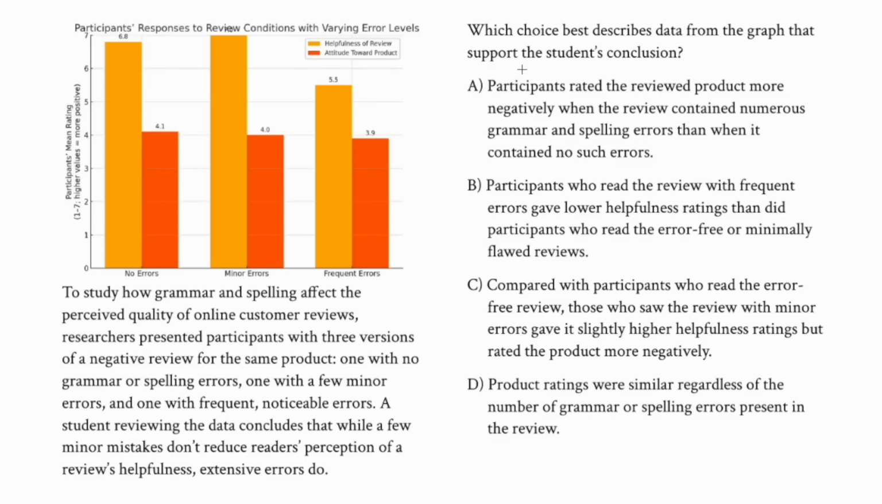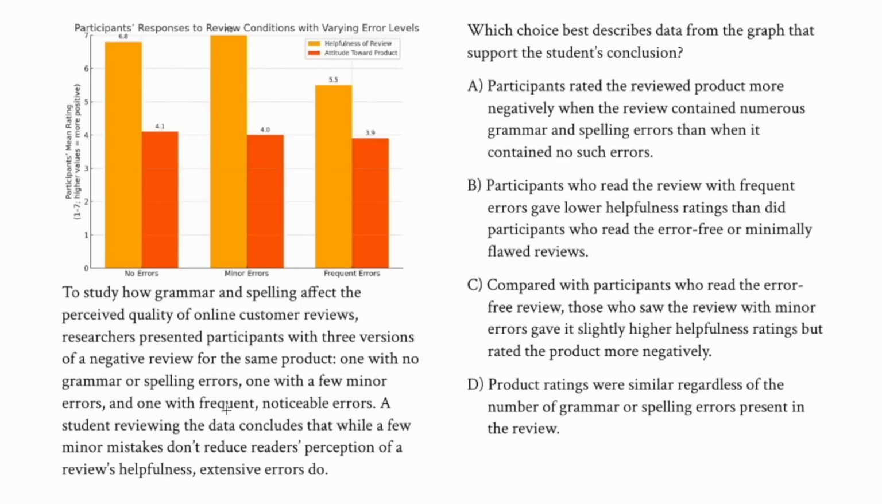And that means starting with the prompt. Which choice best describes data from the graph that supports the student's conclusion? So we'll read the passage, paying special attention to the variables involved in that conclusion. It says, to study how grammar and spelling affect the perceived quality of online customer reviews, researchers presented participants with 3 versions of a negative review for the same product. One with no grammar or spelling errors, one with a few minor errors, and one with frequent noticeable errors.